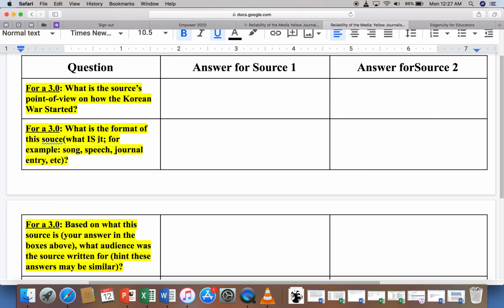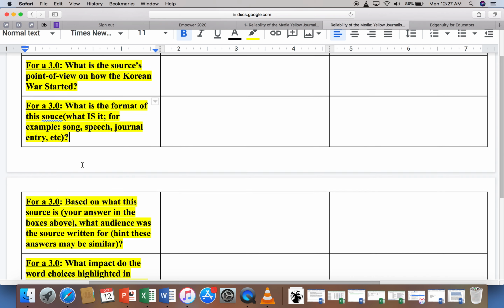Next up, for a 3.0, what is the format of this source? That is to say, what is it? For example, is it a song, a speech, a journal entry? Again, if you're confused on what format or point of view is, please revisit the other video. It explains and gives some examples of those things.